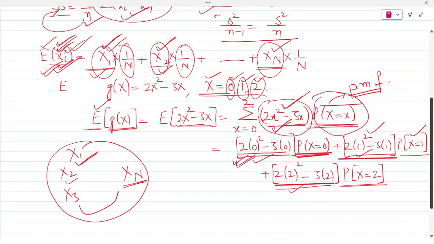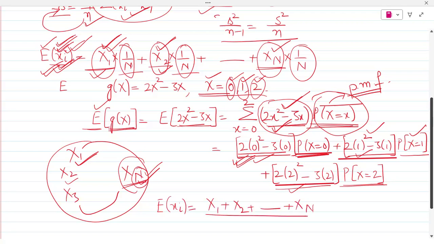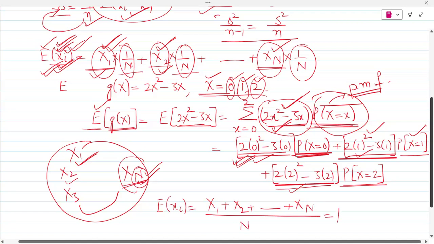Into what? This is the probability that xi takes any of these values. How? Because we are selecting a single sample observation, the ith observation, out of a total of n. So what is the probability of selecting one item out of a total of n? That is 1 by n. This is the corresponding probability. So what is the expected value of small xi? This is x1 plus x2 going on to xn divided by n, and this is the population mean.